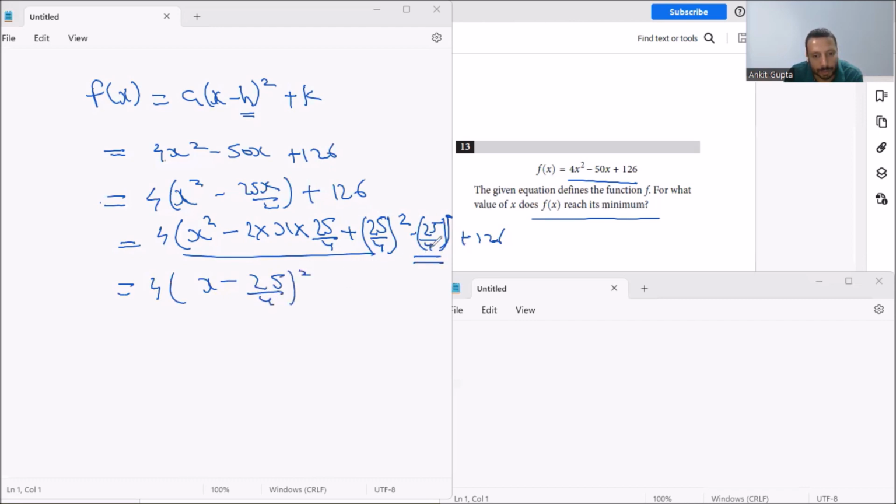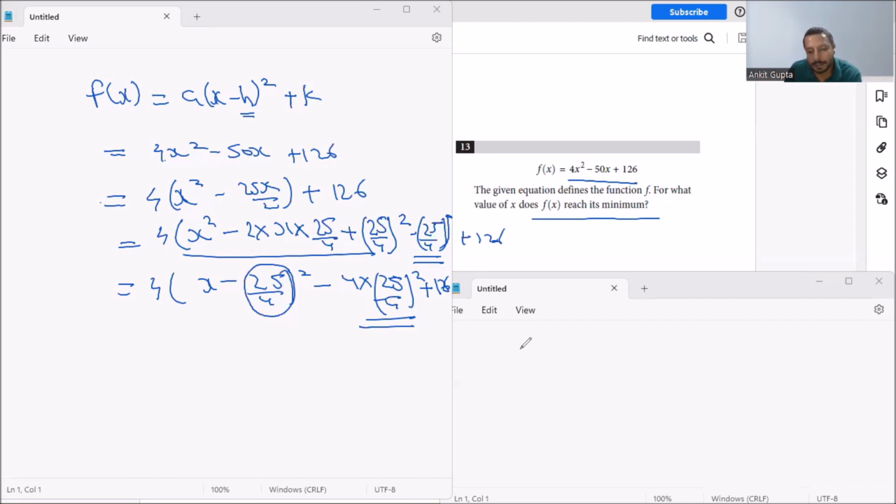This minus (25 by 4) whole squared we can take out. So this will become minus 4 into (25 by 4) whole squared plus 126. And this will be some constant expression, right? We don't need to worry about this. So our answer will be 25 by 4, which is the value of h.